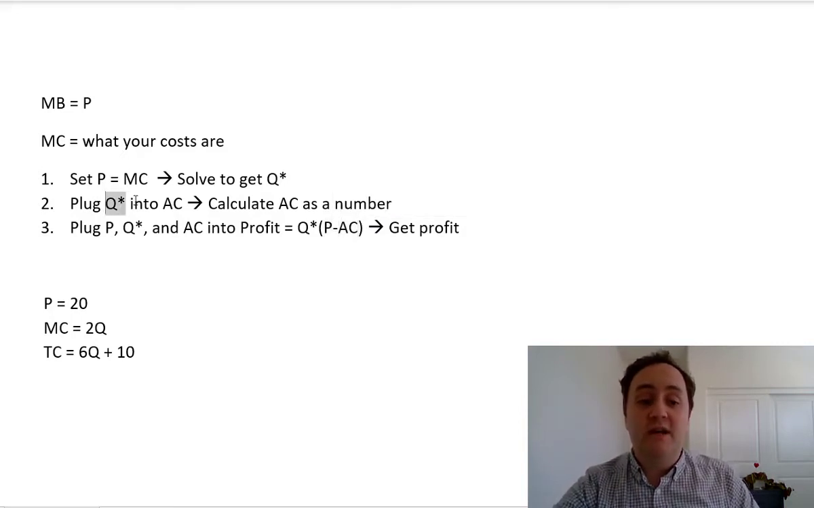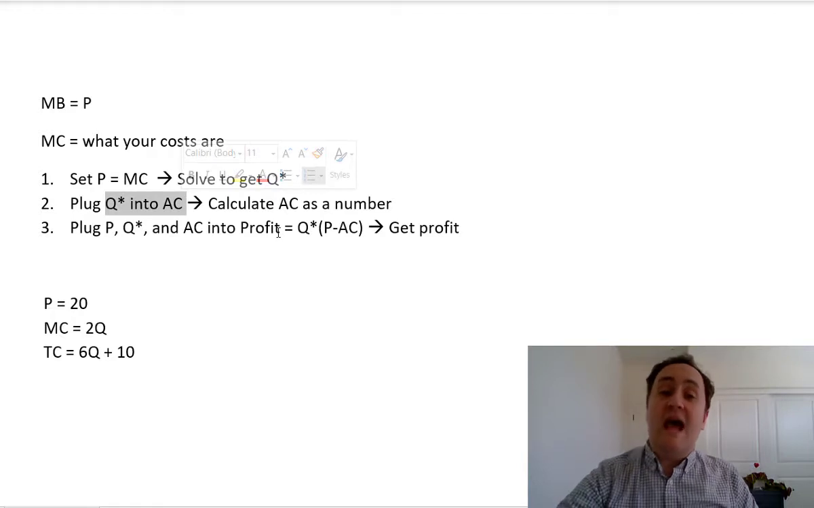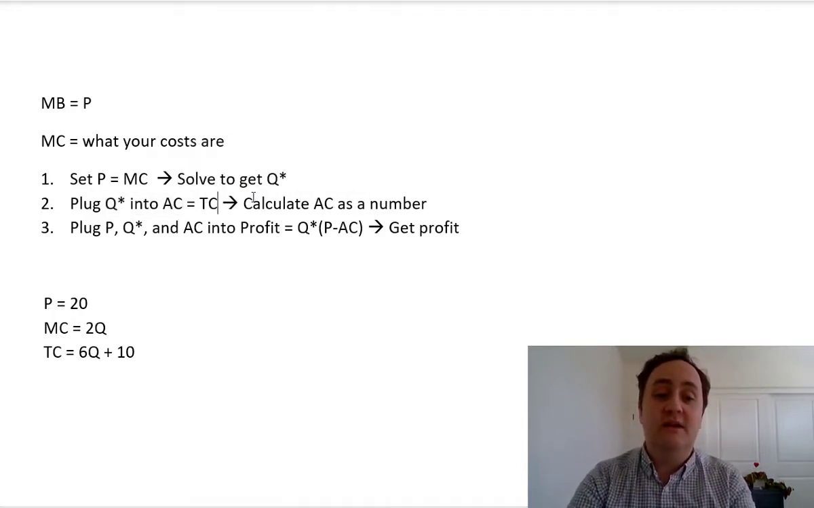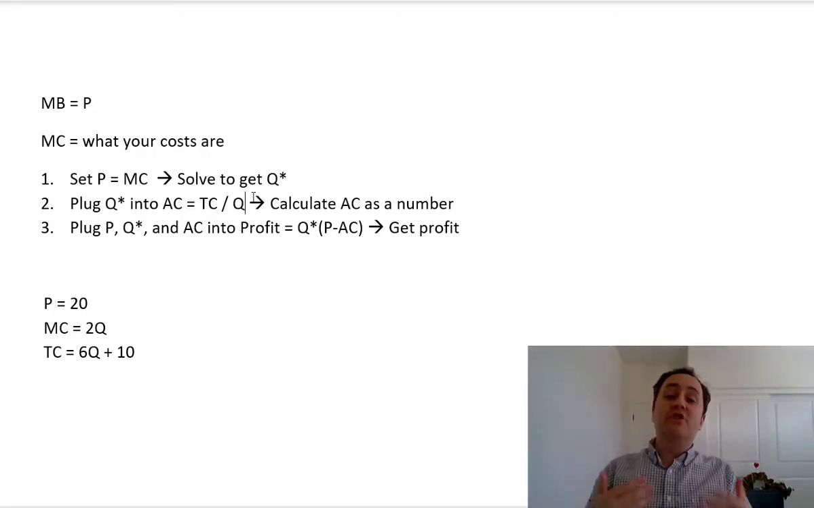So first we take our quantity, plug it into our average cost function. Average cost is just the total costs, your total cost function, divided by Q. It's the average of your costs over all the units that you produced. Right?